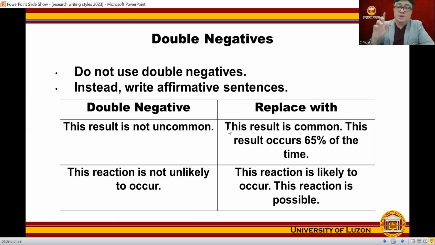So always remember those simple rules on sentences and vocabulary, paragraphing, verb tenses, and double negatives.